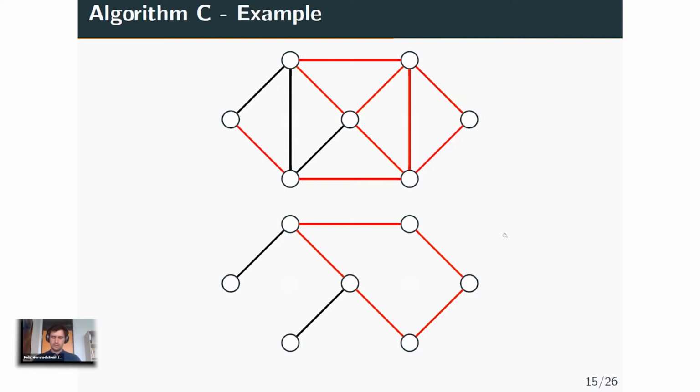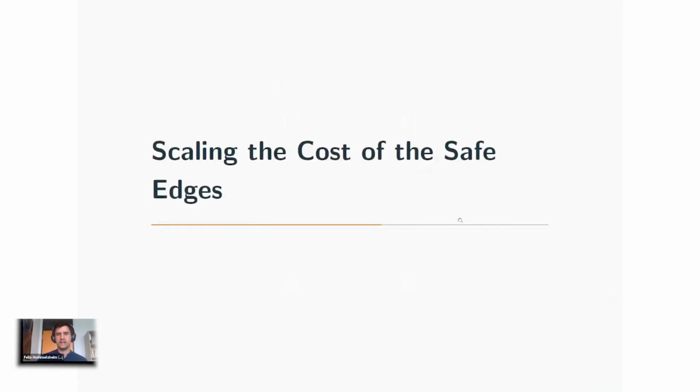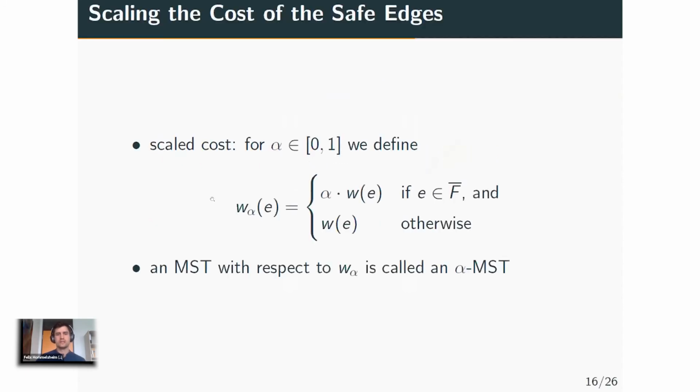Okay, so these are the algorithms A, B, and C. And now we introduce the scaling of the cost of the safe edges. And what do we mean by that? We define a new weight function, W alpha. For the unsafe edges, we just have the same weight. But for the safe edges in F bar, we scale the cost by a factor alpha. And since alpha is between 0 and 1, we make this edge cheaper, so it's an incentive to buy the safe edge. A minimum spanning tree with respect to the weight W alpha is called an alpha MST.